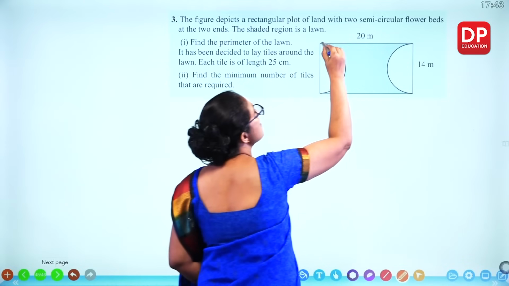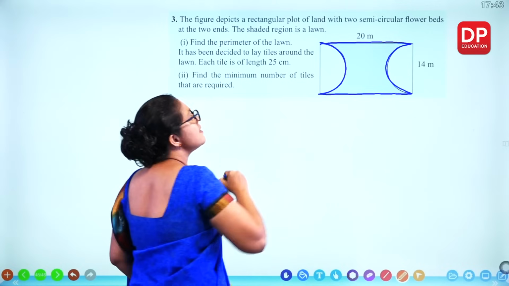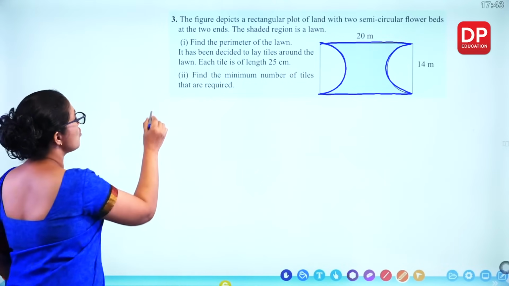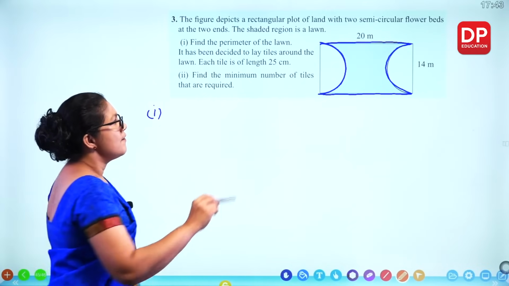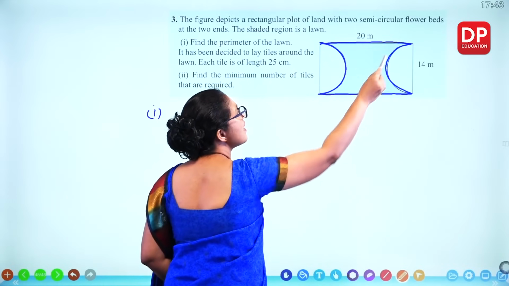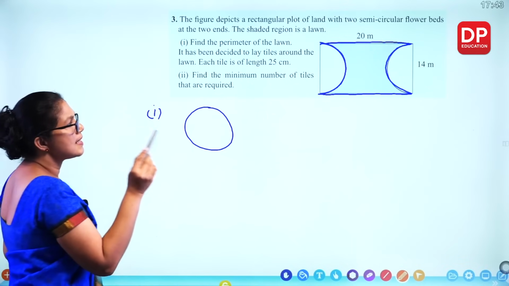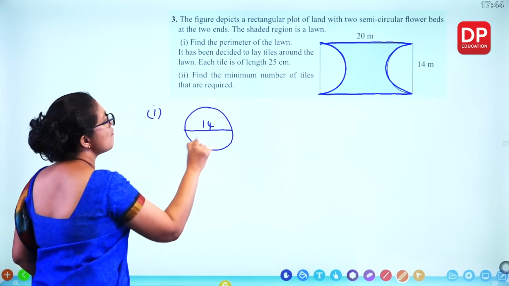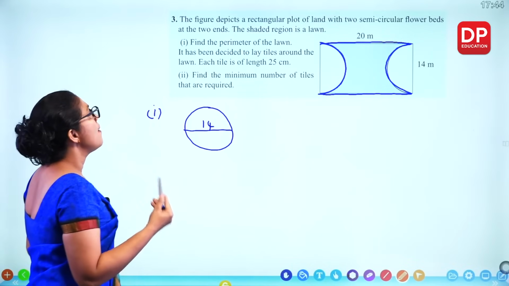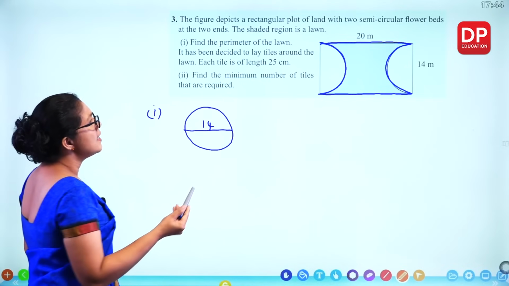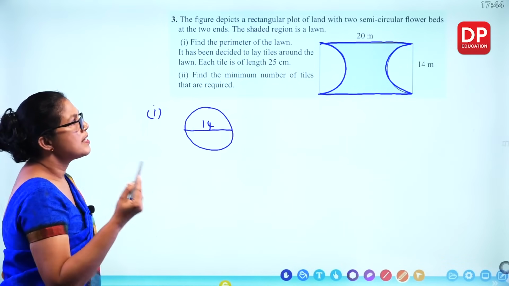So that means they are asking to find the total distance around the shaded region. So how can we do that? When you look carefully, we see that this arc length and this arc length make one full circle. What's the diameter? Diameter is 14. And you get 20 above and below 20. So here basically you need to find the circumference of the circle and add 20 plus 20.